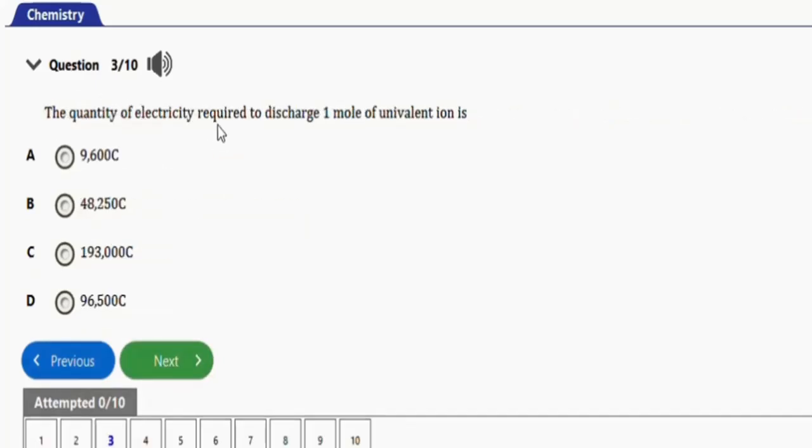The next question will be this one. It says the quantity of electricity required to discharge 1 mole of univalent ion is, so the right option is option.